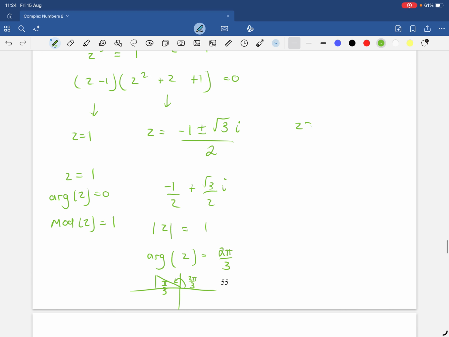And if we've got z is equal to minus 1 minus root 3 on 2 i, well, the modulus of that again is 1. And if we draw a diagram, that's going to go down here. And same thing, it's going to be tan inverse of root 3 on 2 over a half, which makes that pi on 3. But that there is pi, so it makes the argument 4 pi on 3. Pi plus pi on 3 is 4 pi on 3.